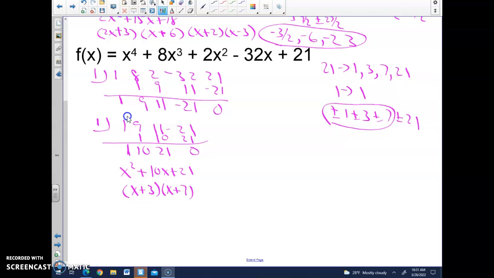And now I still need to account for x minus 1, x minus 1. So my zeros are negative 3, negative 7, 1, and 1. I'll probably put all 4 of them down, although you really only need to put that 1 down once. Okay? You'll have a question like that in your test where that 1 appears twice.